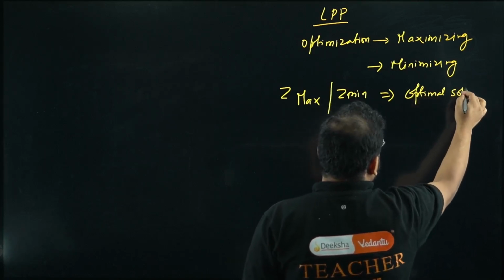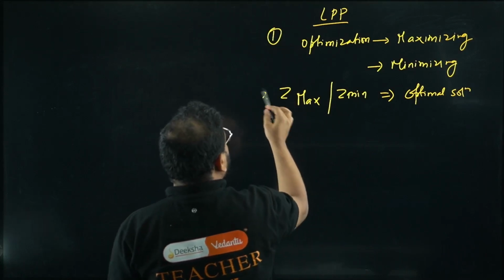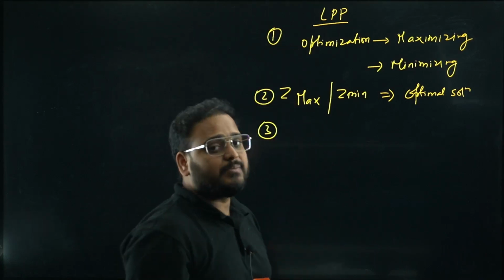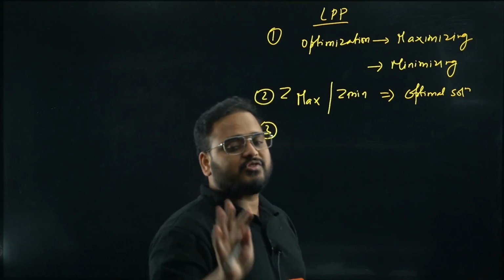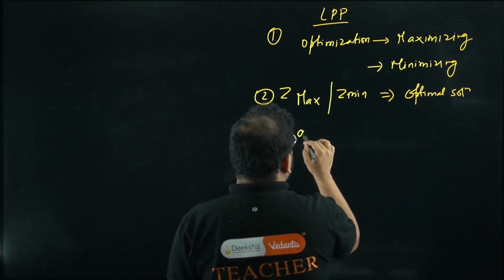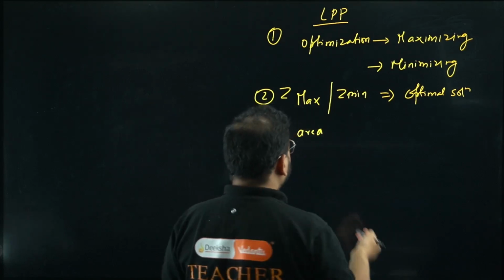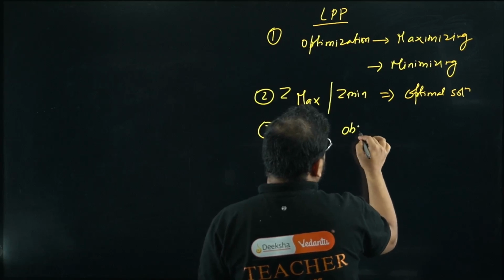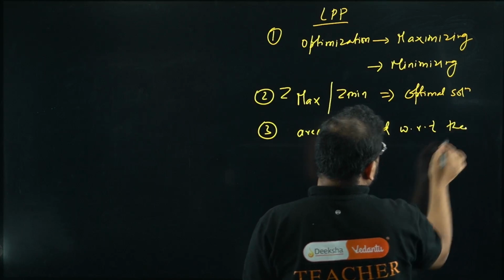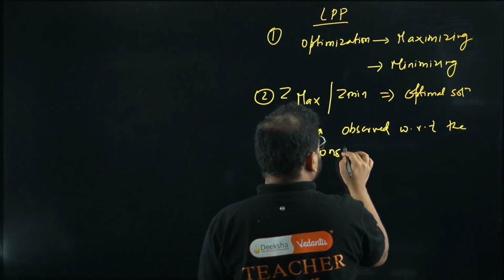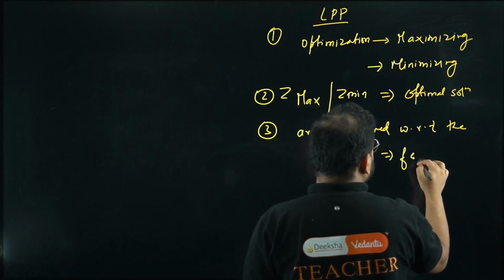Optimal solution. Okay, understood now? Very good. First, second. Third thing, there's something called feasible region. The area bounded, or whether it is unbounded also, the area due to the constraints. The area that you observe with respect to the constraints is called the feasible region.